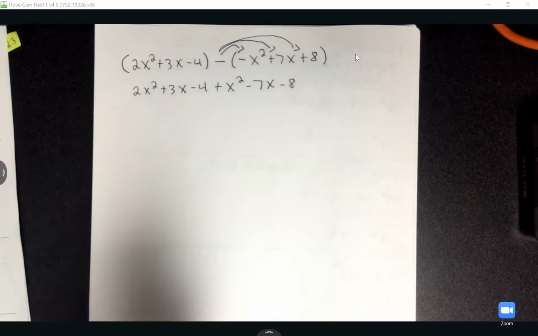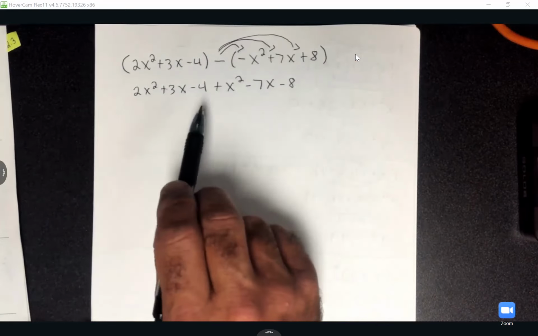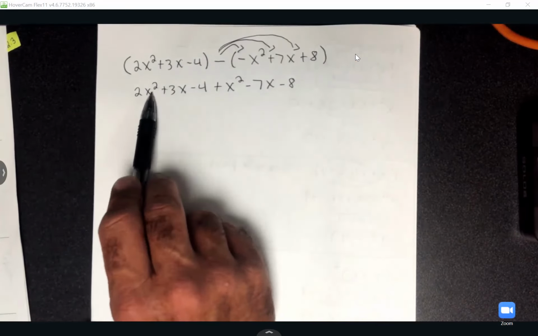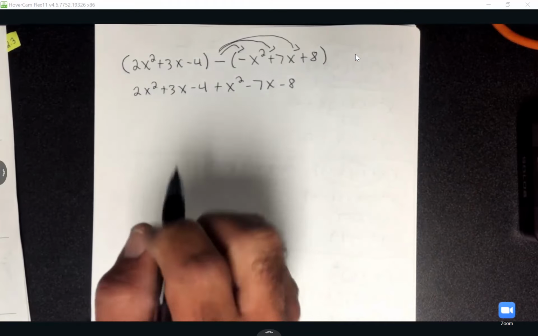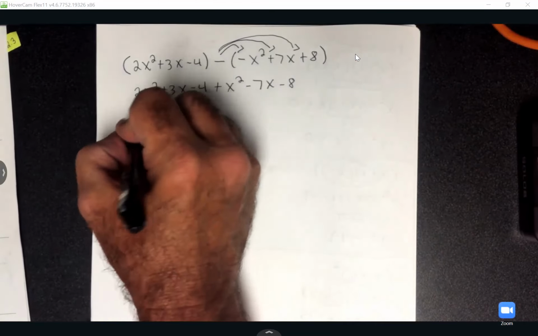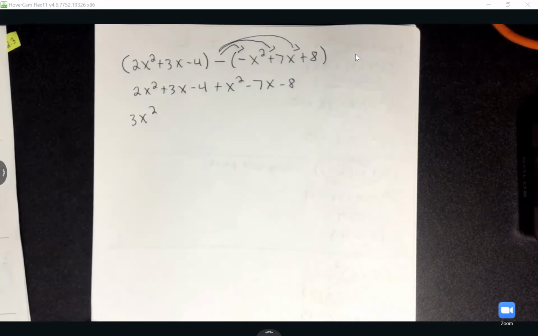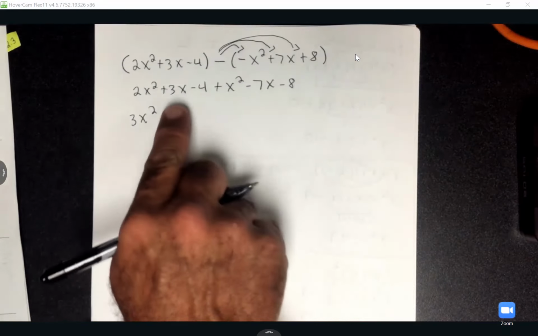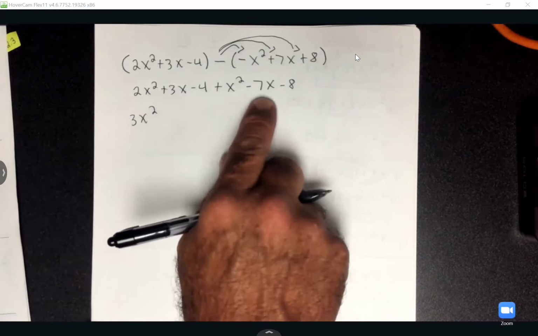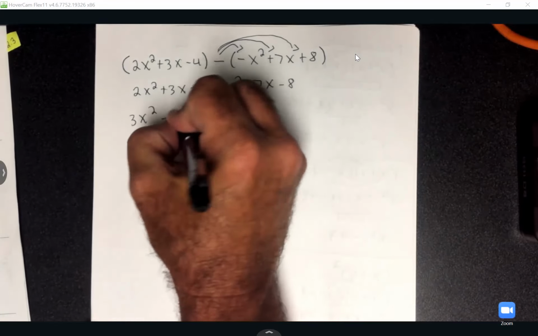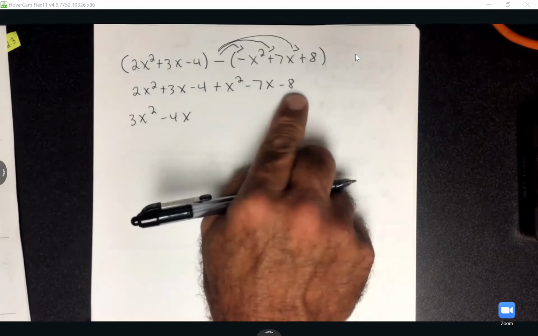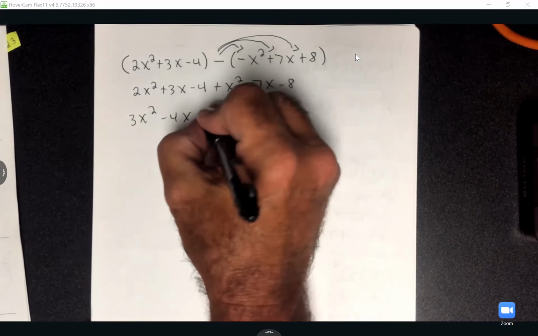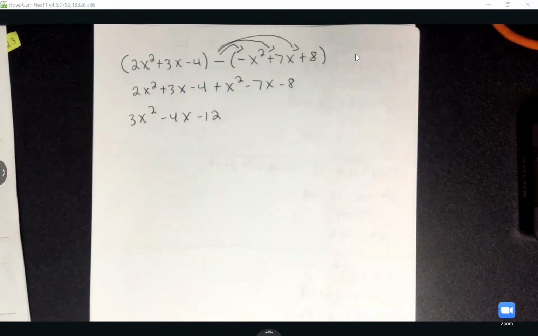Now that you got the parentheses gone, we can now add like terms. So the 2x squared and 1x squared will give me 3x squared. Oh, I think y'all got this. So let's see. Do we get negative 4x? Yeah, because 3x minus 7x gives me negative 4x. Negative 4 minus 8 is definitely a negative 12. Oh, good job.